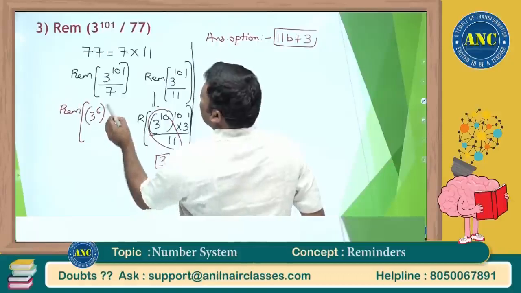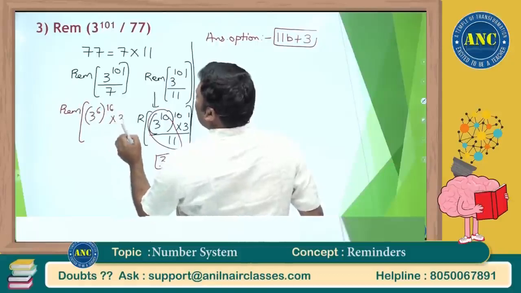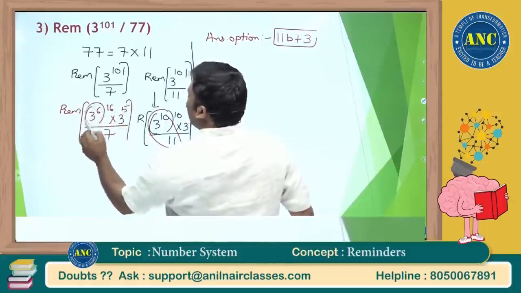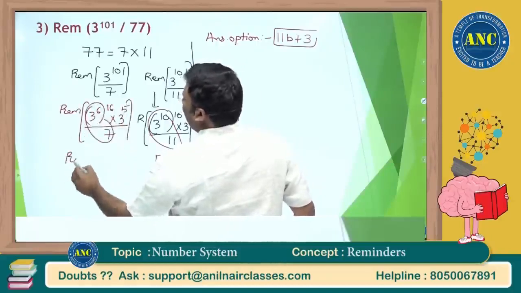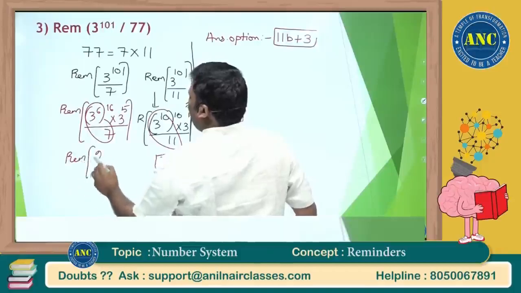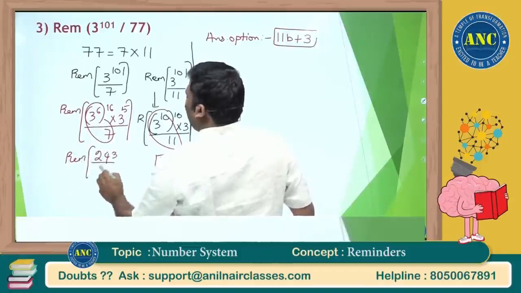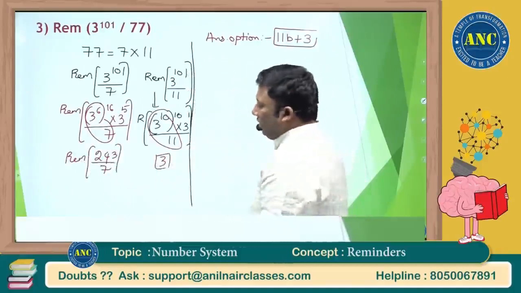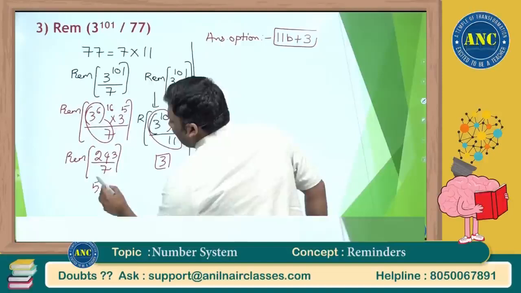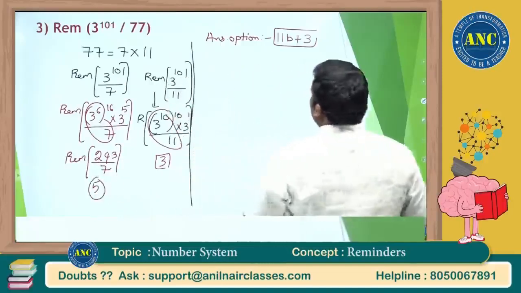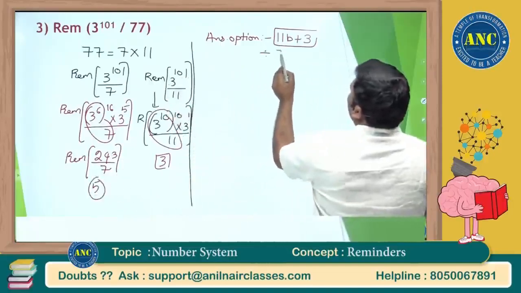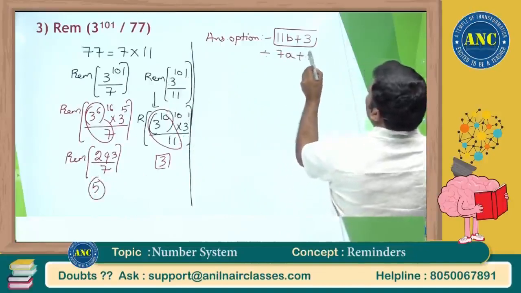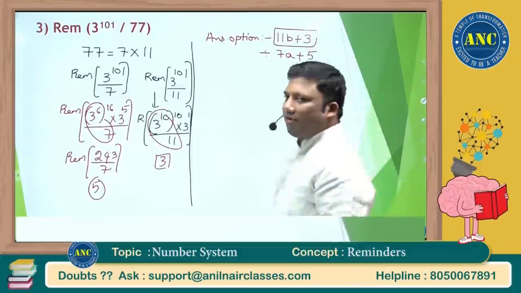3 power 6, 6 16s are 96, into 3 power 5, divided by 7. This part is again 1. 3 power 5 is 243. 243 divided by 7: 7 3s are 21, 33, 7 4s are 28. What is the remainder? 5. So the answer, when divided by 11, gives a remainder 3, and when divided by 7, gives a remainder 5.